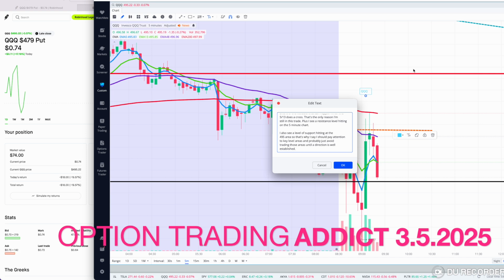I do see the 513 starting to try to cross on the 5 minute chart, so if that holds, then maybe that'll be the breakdown I needed. I did not sell this trade. I'm still in this trade. Okay, so avoid key level trading areas to see if the direction or pattern wants to continue in the current direction. Okay, so that's my assessment.